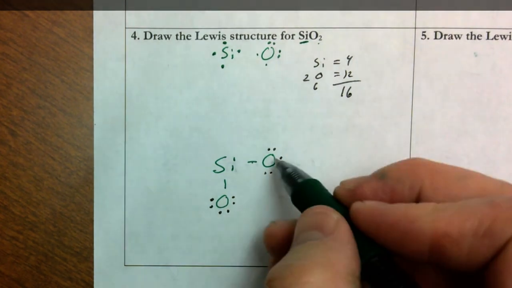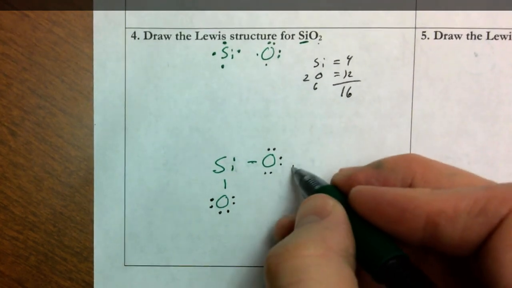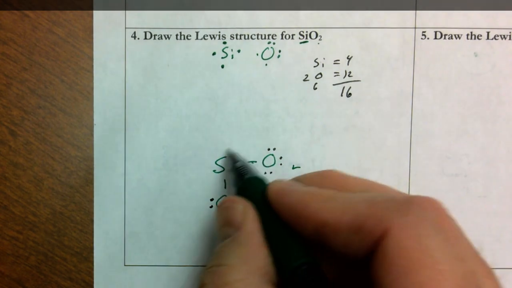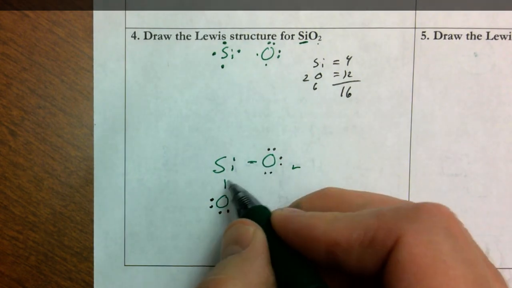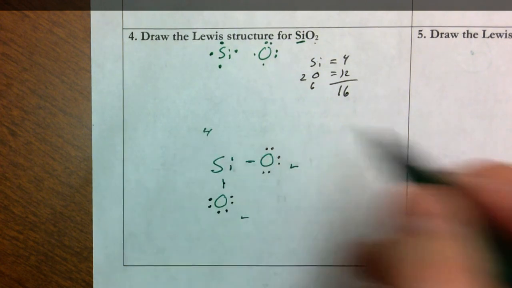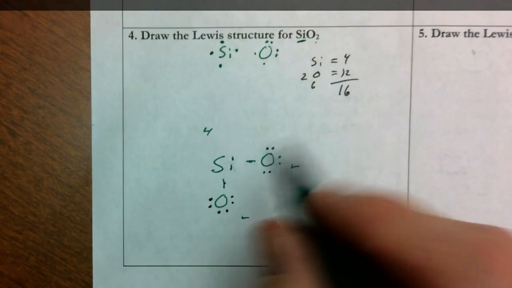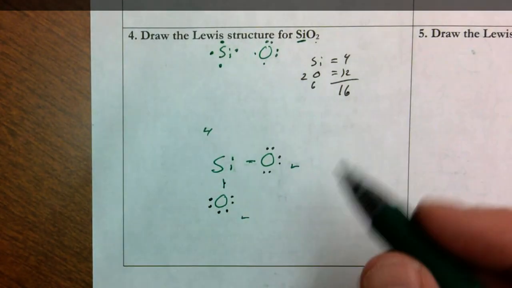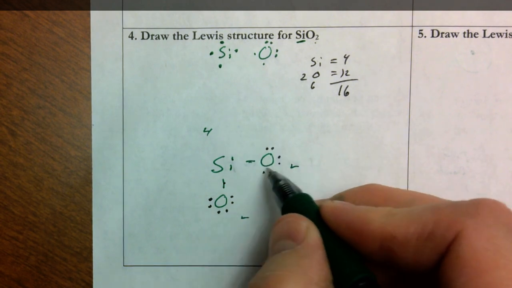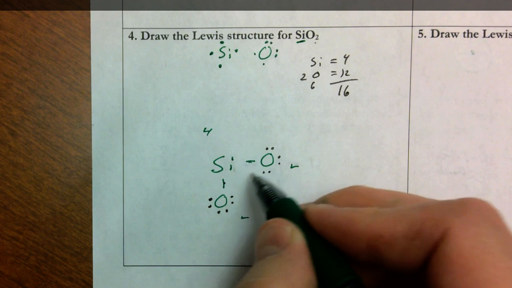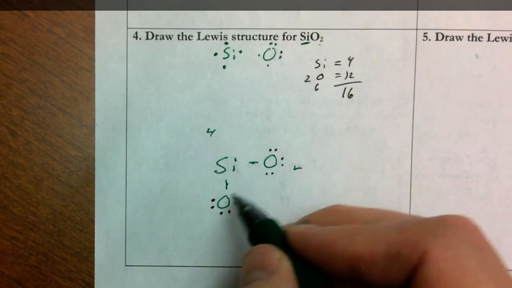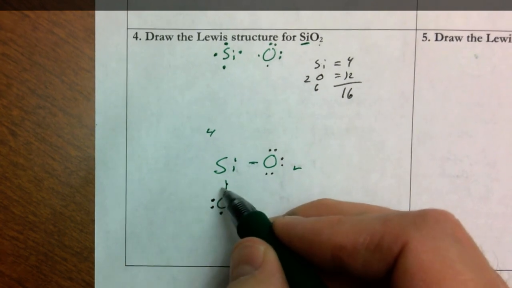This oxygen right here has 2, 4, 6, 8. So it's good. This is the same, looks exactly the same. So it's good. What about this silicon here? Silicon only has 2, 4 electrons. It wants to have 8. So we're going to need to do some sharing from neighbors. Now, this presents a couple of options. We could share a pair from this oxygen and then another pair from this oxygen and make a triple bond. Or we could share 1 pair from this oxygen and make a double bond, and 1 pair from this oxygen and make a double bond.